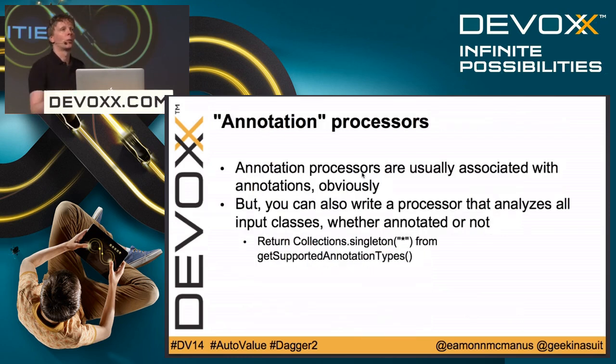Okay, so we talk about annotation processors. That's the term of art, but in reality, this talk is called Plugging into the Java Compiler because it's really a general compiler plugin. It doesn't actually have to have anything to do with annotations. There's a way to say, I want this annotation processor to run on all of the source code, regardless of whether it has annotations or whatever. So you can have something that looks at all of your source classes, even if there are no annotations inside.